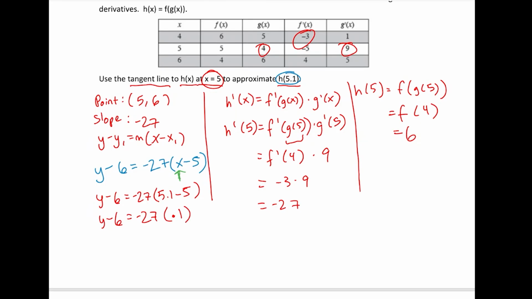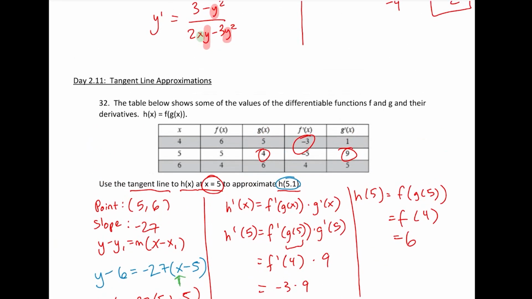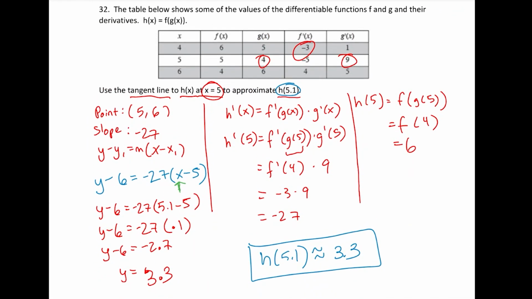1/10 of negative 27 is going to be negative 2.7. If I add 6 to both sides, what would that be? Oh, that's going to be 3.3. So our final conclusion here is that h of 5.1 is approximately 3.3. Whew, that is a beast of a problem. Yeah, but there you go.